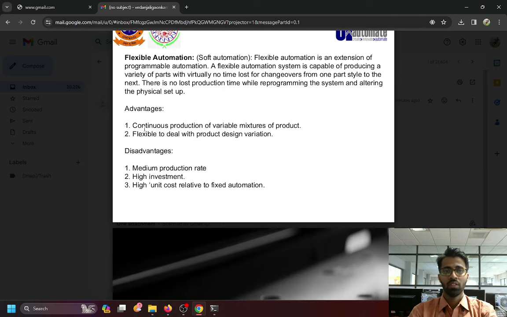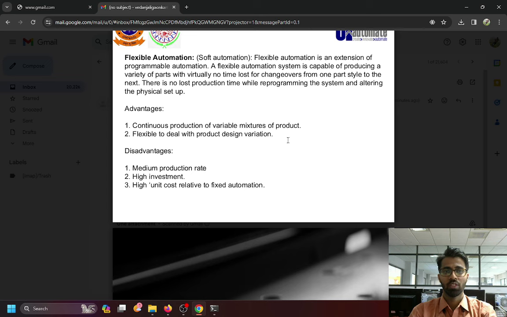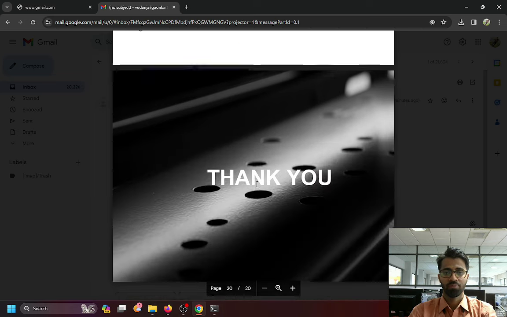Advantages: continuous production of a variety mixture of products, flexible to deal with product design variations. Disadvantages: medium production rate, high investment, high unit cost relative to fixed automation.